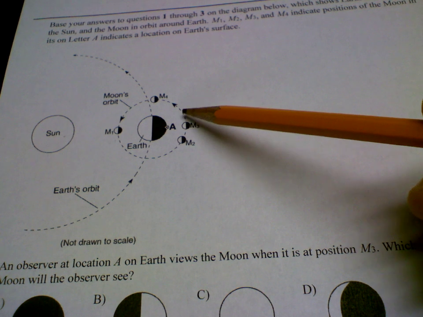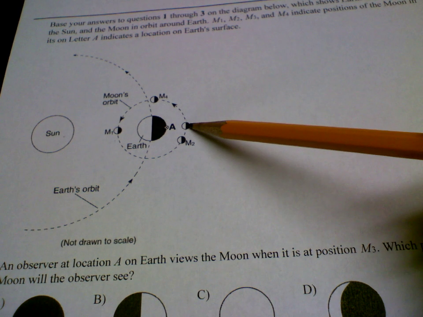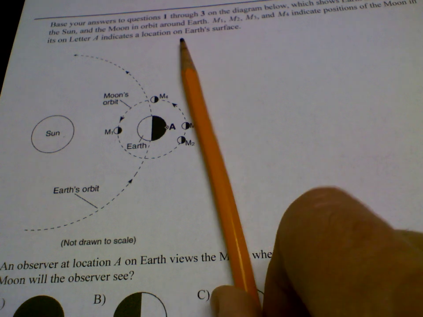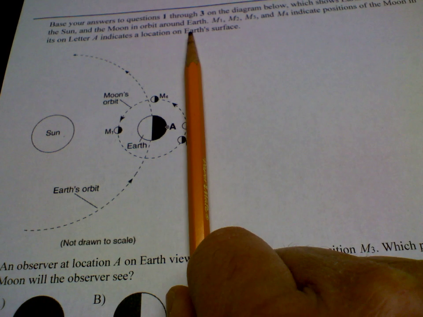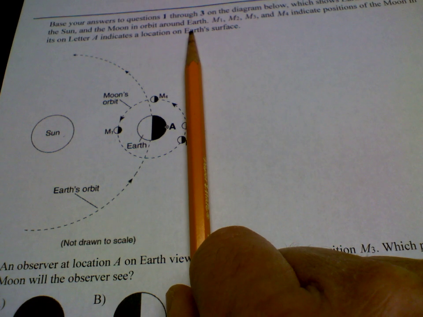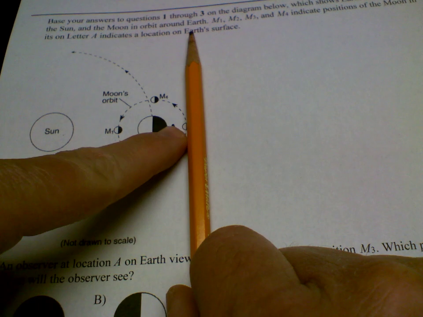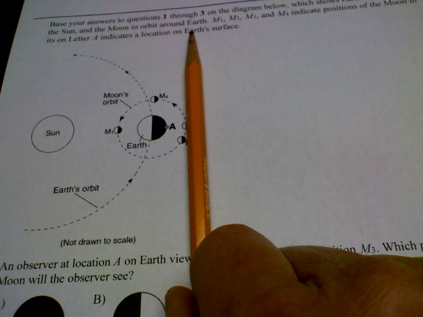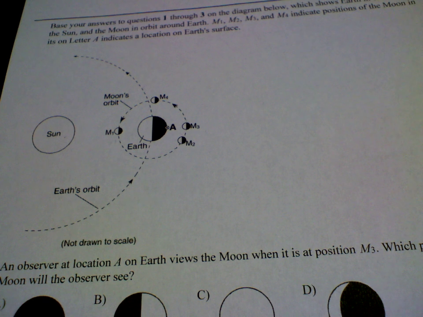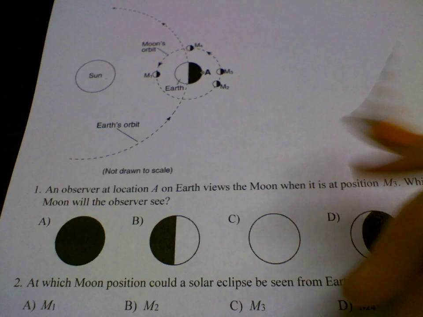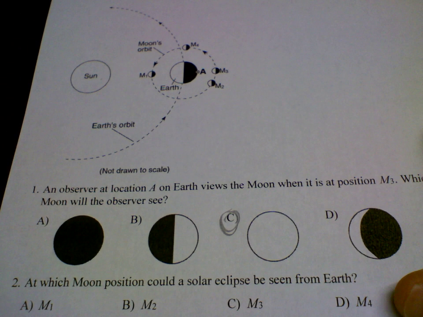And remember, we can't see from Earth the outer part of the moon. So at M3, I'm just going to cover the part we can't see. And to us, it looks like over here, nothing is shaded. That would be a full moon. And that is C.